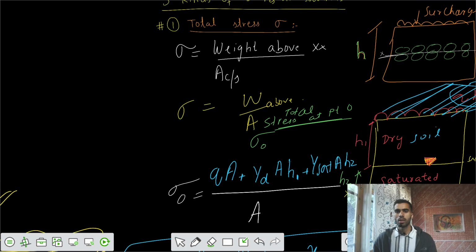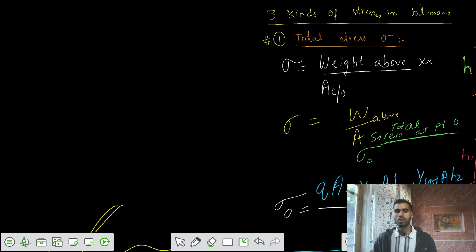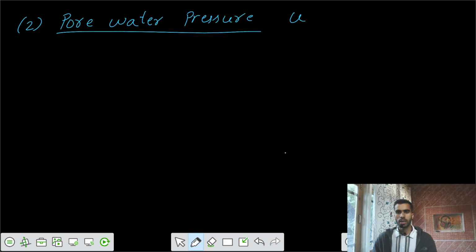Okay. Let's go to the second kind of stress. The second kind of stress is pore water pressure, and we denote it by small u. Small u is your pore water pressure. So what does this mean? This means some pressure in the pore water, in the pores.